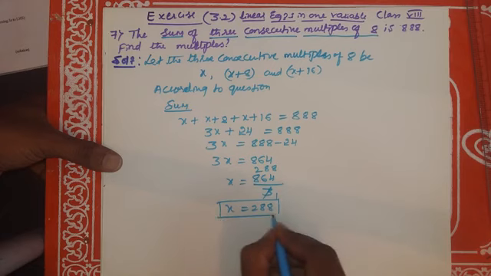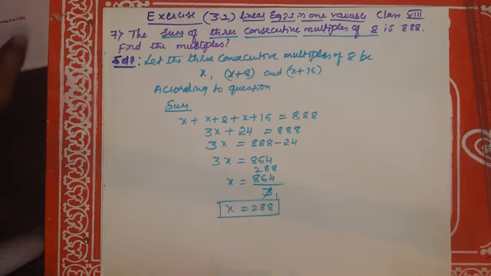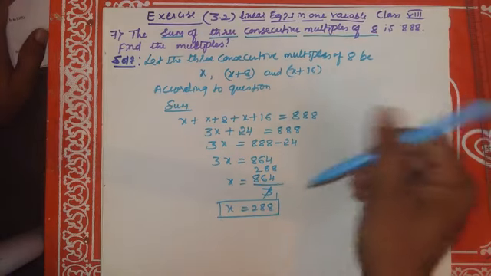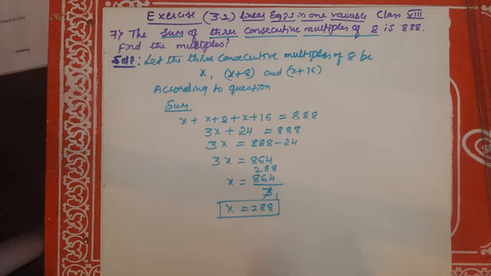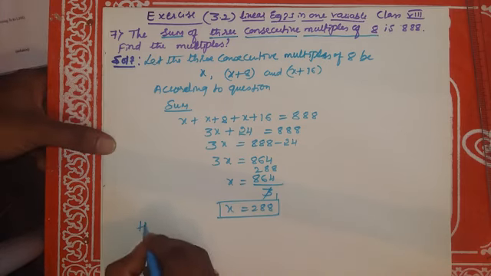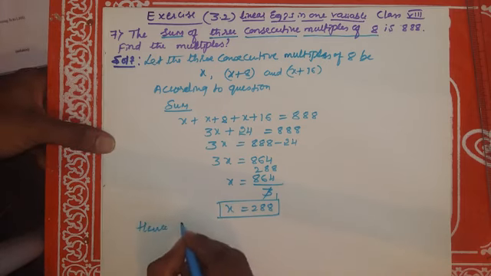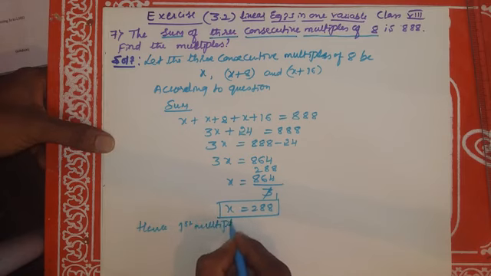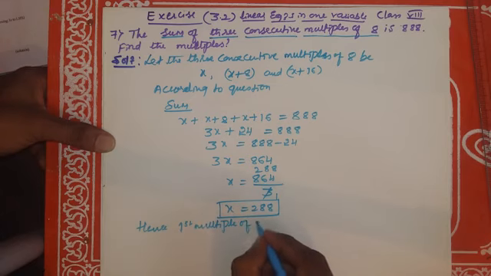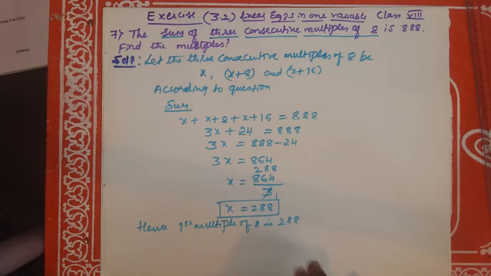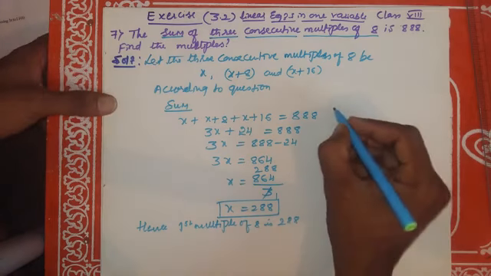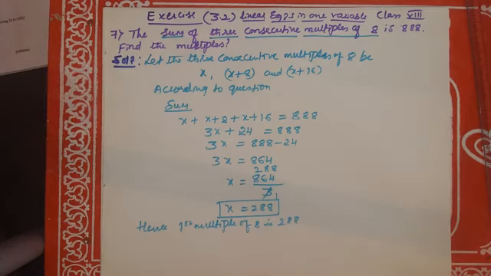This is the first number. Is it right? 3 consecutive multiples of 8. First we got x is equal to 288, the first number. This is the first multiple of 8. Okay, hence the first multiple of 8 is 288.